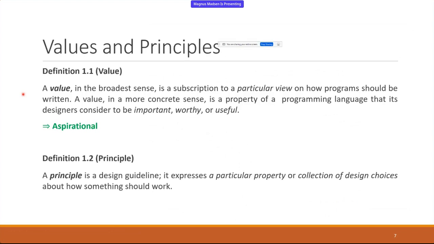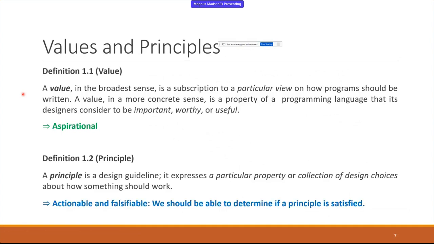On the other hand, a principle is a design guideline. It expresses a particular property or collection of design choices about how something should work. The goal of a principle is that it should be actionable and, most importantly, falsifiable. So we should be able to determine if a principle is satisfied. Once we formulate these principles, it will be possible for someone to look at a principle and say, well, does the Flix language satisfy this principle? To compare to another language, does the Java language satisfy this principle? And so on.